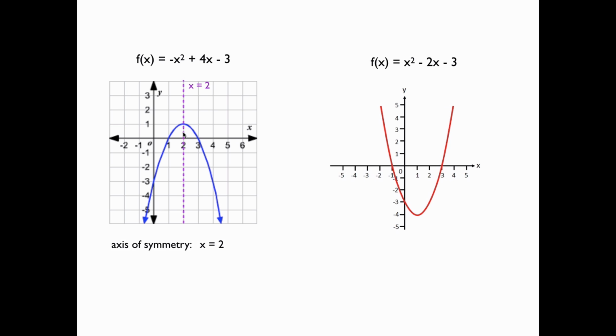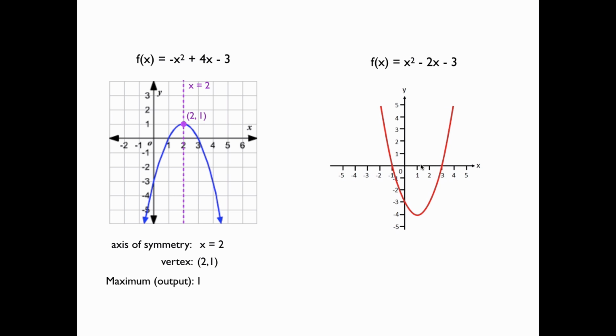So, all right, what is the output when the input is 2? The output is 1. That gives us our vertex. And now that we know the output, that also tells us the maximum output of this function. The axis of symmetry provides access to a lot of important information.